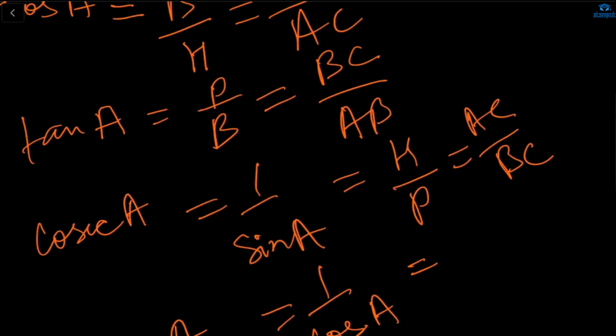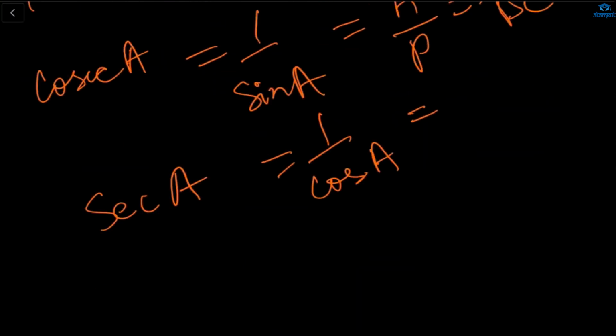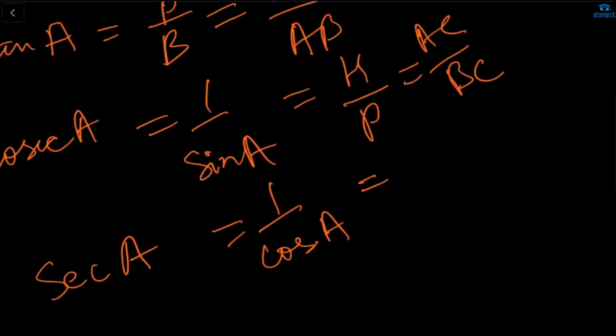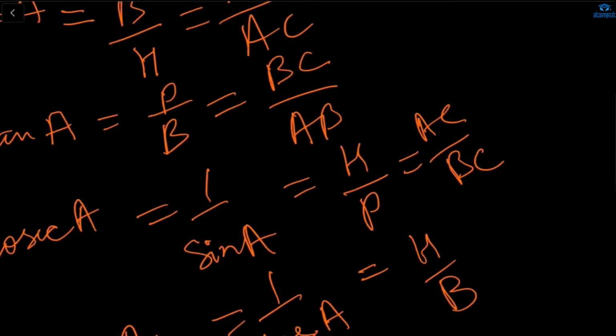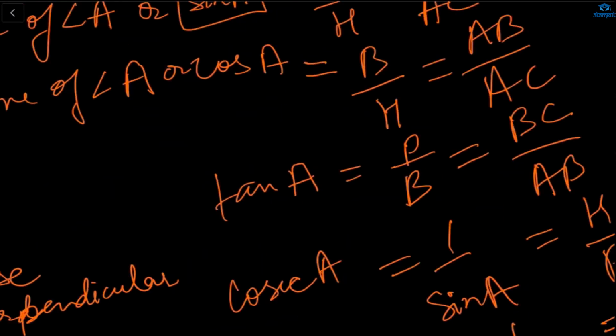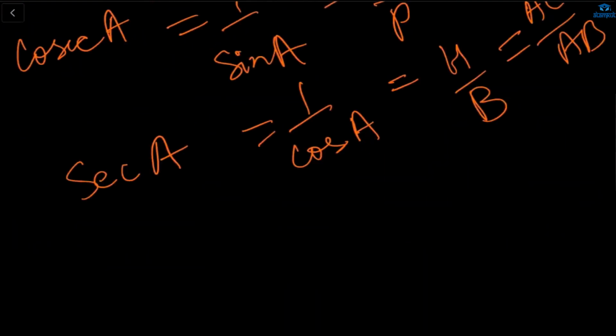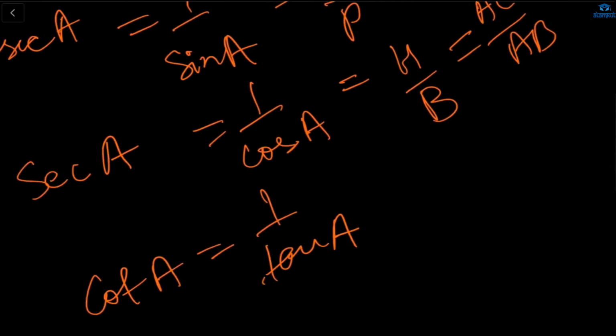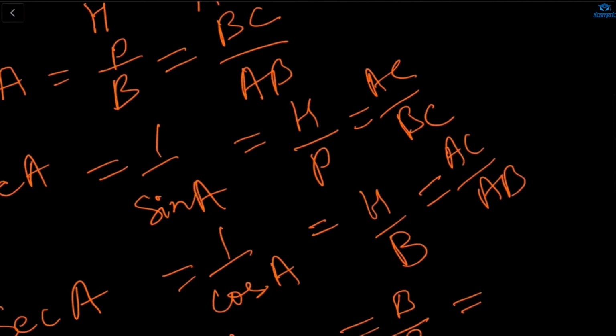Now sec will be 1 by cos A. It's just the reciprocal of cos. Cos was base by hypotenuse, so this will become hypotenuse by base, which means AC by AB. Now cot A is equal to 1 by tan A, the reciprocal of tan. Tan is perpendicular by base, so it will become base by perpendicular, which is AB by BC.